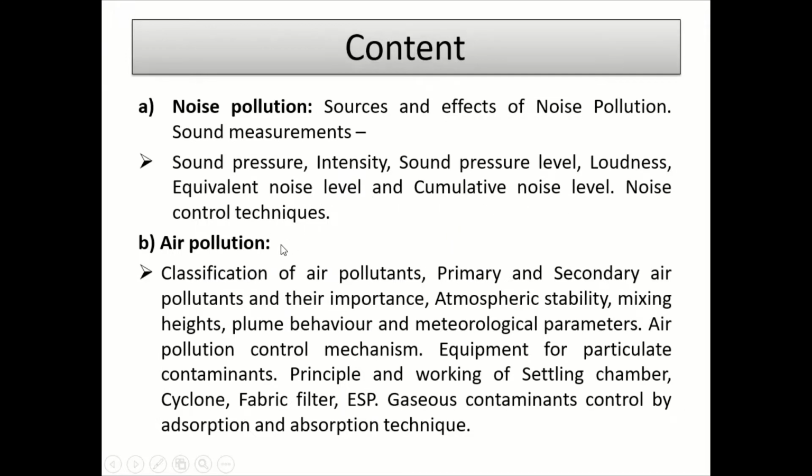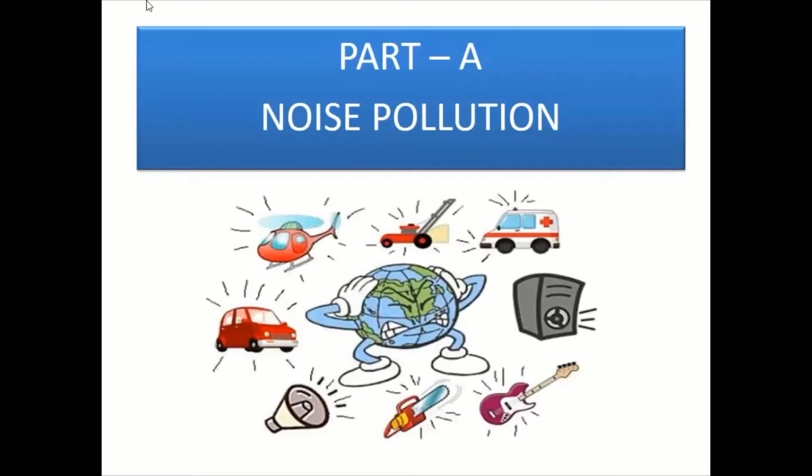technique. And in air pollution: classification of air pollutant, primary and secondary air pollutant and their importance, atmosphere stability, mixing height, plume behavior, and meteorological parameter of air pollutant, control mechanism, equipment of particulate contaminant, then principle and working of the settling chamber, cyclone, fabric filter, then ESP, gaseous contaminant controlled by the absorption technique. So our first part is noise pollution.